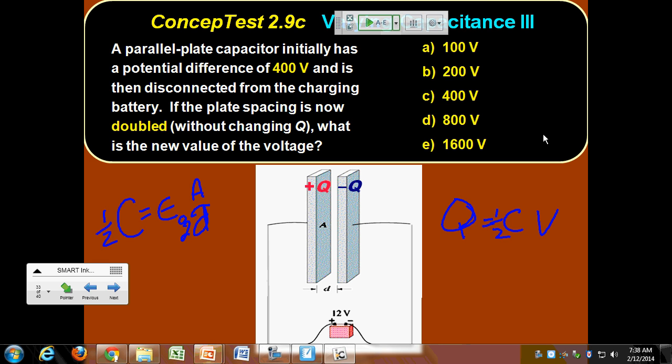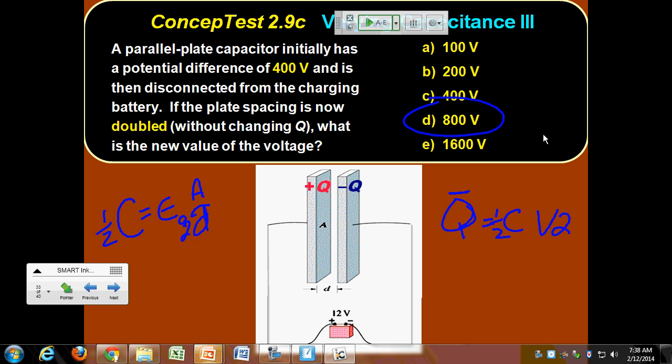Right, so once I remove that power supply from the capacitor, it has a charge on it, and that's not going to change until you discharge it or add more charge to it. So this remains constant. So if I have half the capacitance, to keep Q constant, I have to increase V by a factor of 2. And so it was 400, so it has to be 800.